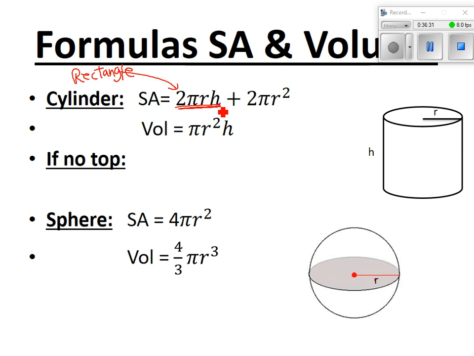Why do we have to use pi? Is it because it's a circle? What it's doing is actually finding the circumference of the circle. That circumference of that circle is actually going to be the length of the rectangle. And then the height of the cylinder is also the height of the rectangle. So that's where it comes from.